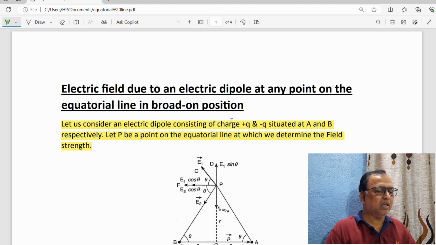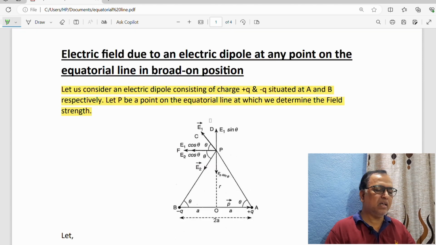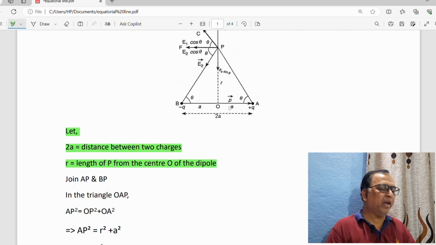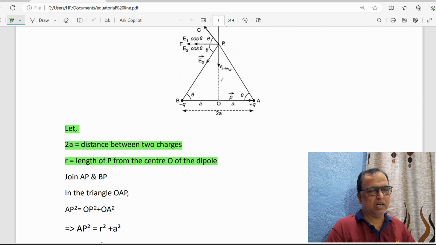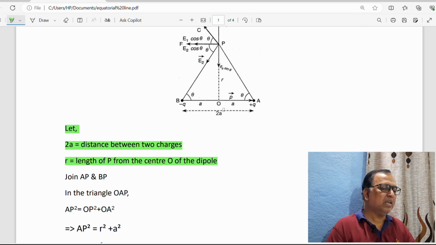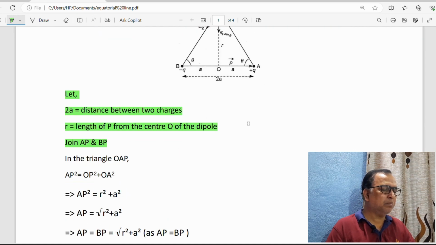In this figure, AB is the dipole. At A, the charge is plus q, at B, the charge is minus q. P is a point at which we can find the net field strength of this dipole. Let 2a be the distance between the two charges, and r the distance of P from the center of the dipole. Then join AP and BP.